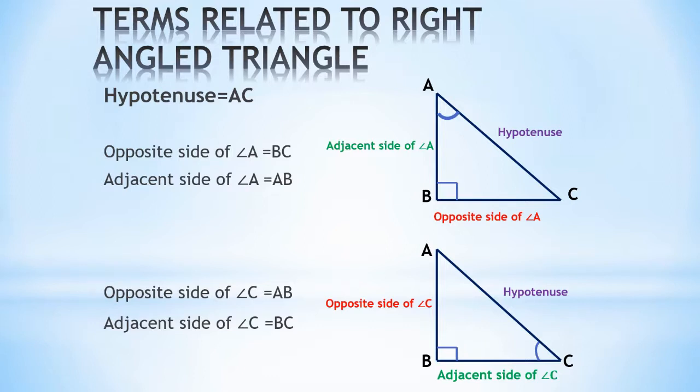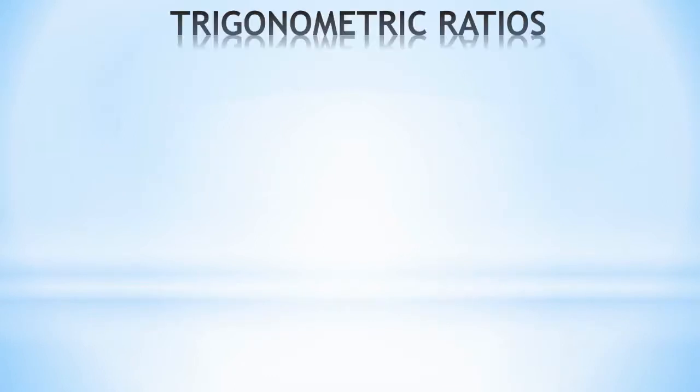These three terms are important for the entire chapter. Now let us study the trigonometric ratios. First, let us draw a right angle triangle and name it A, B and C. There are a total of six trigonometric ratios, that are sine, cos, tan, cosec, sec and cot. But here first let us learn three trigonometric ratios, that are sine, cos and tan.